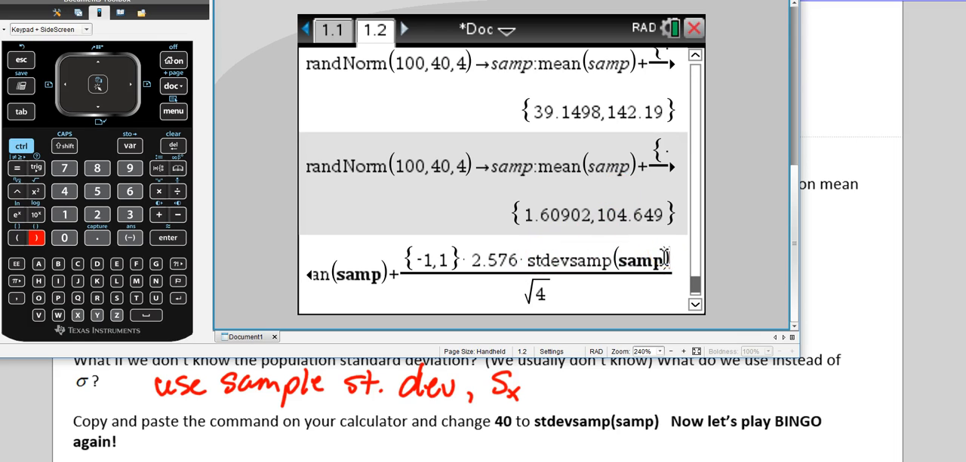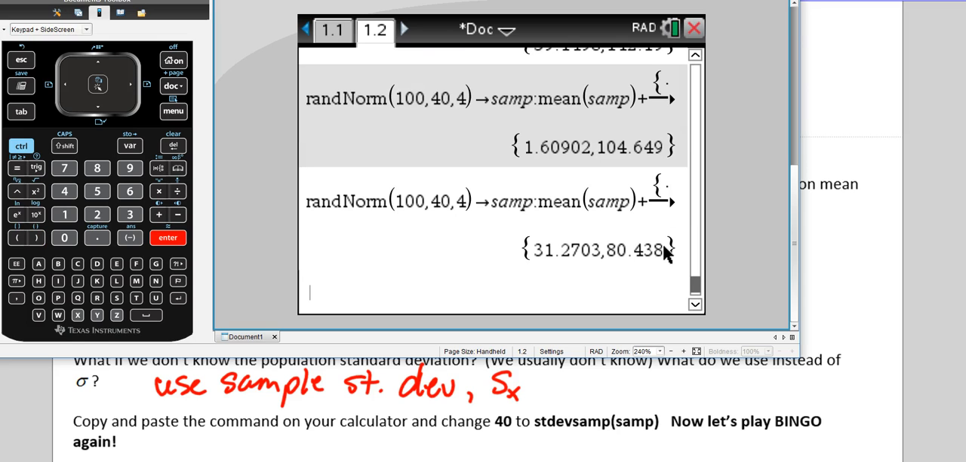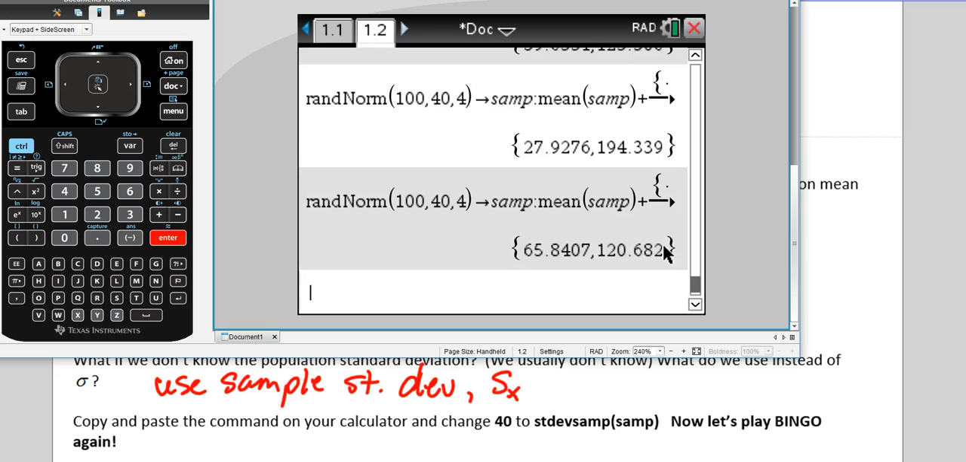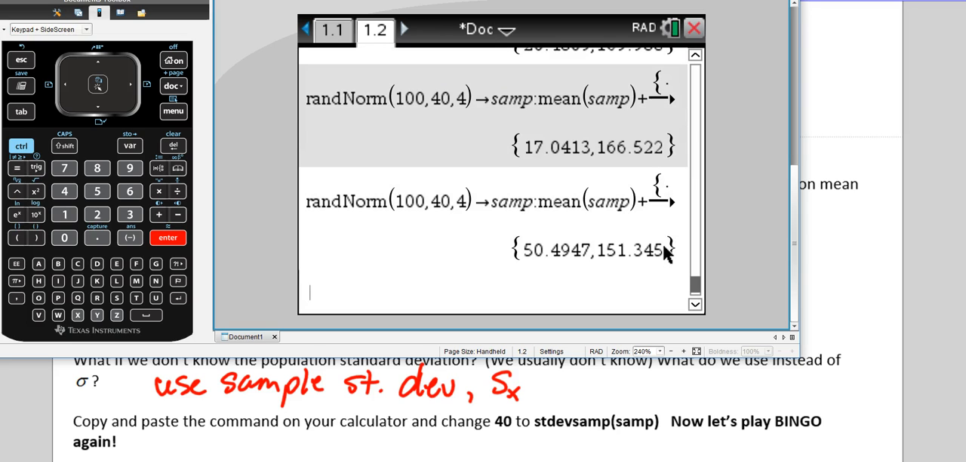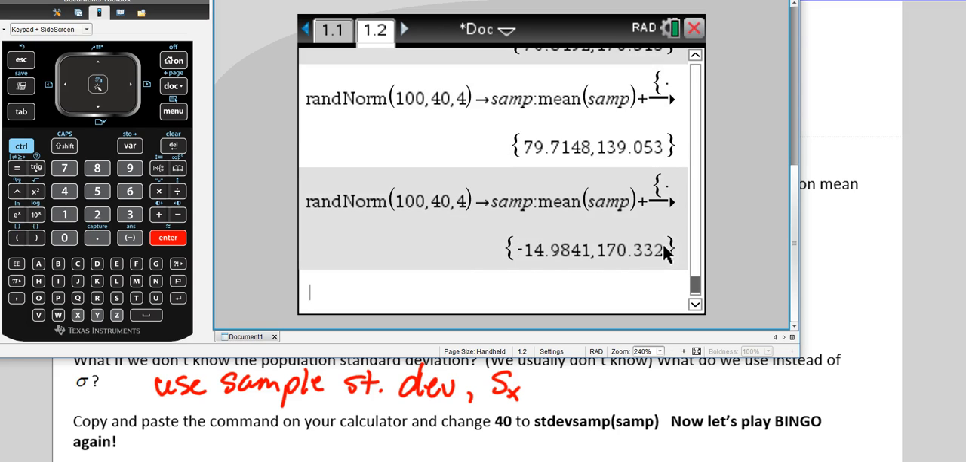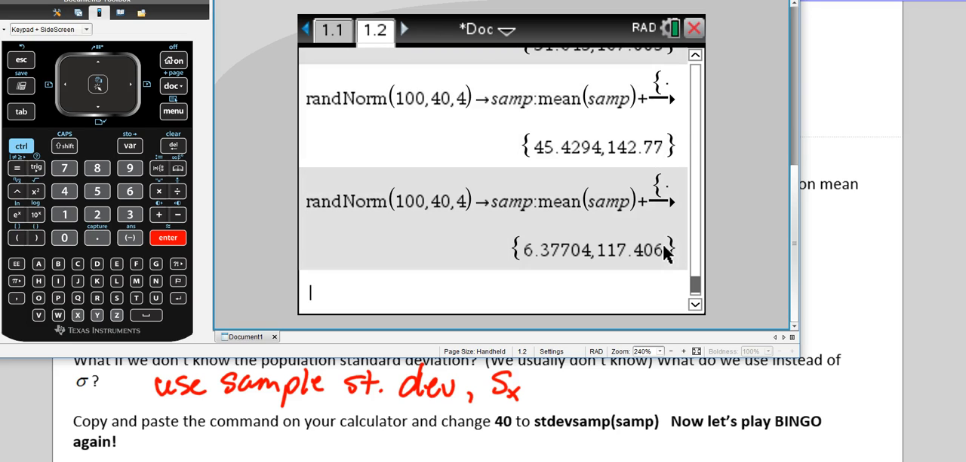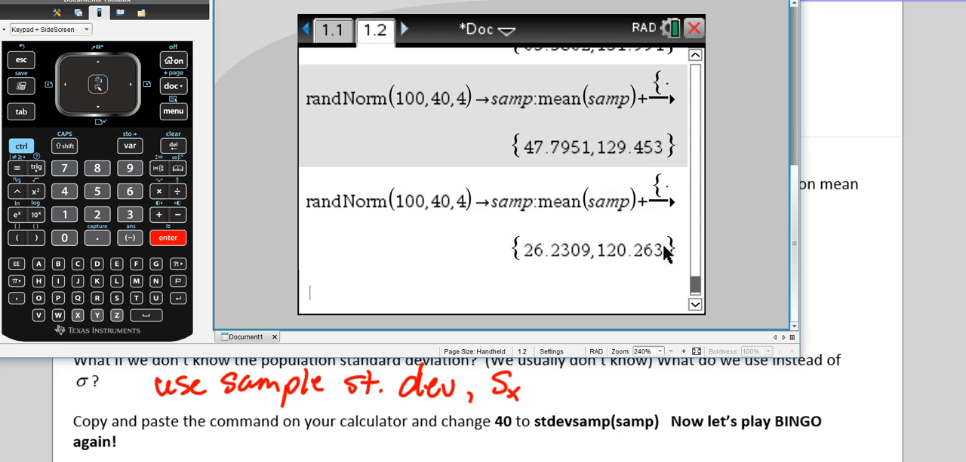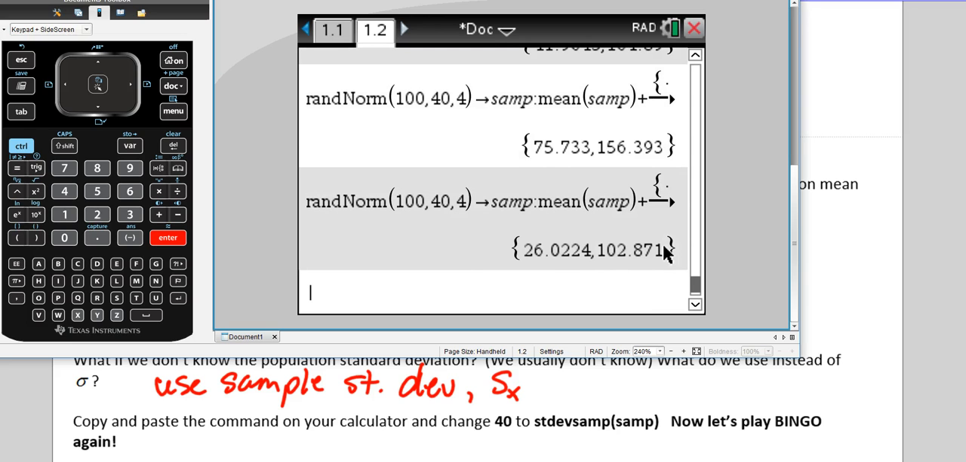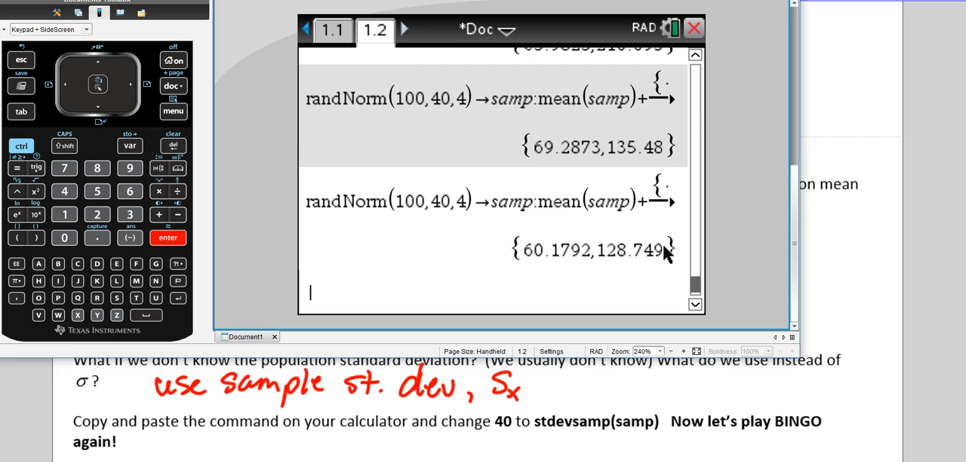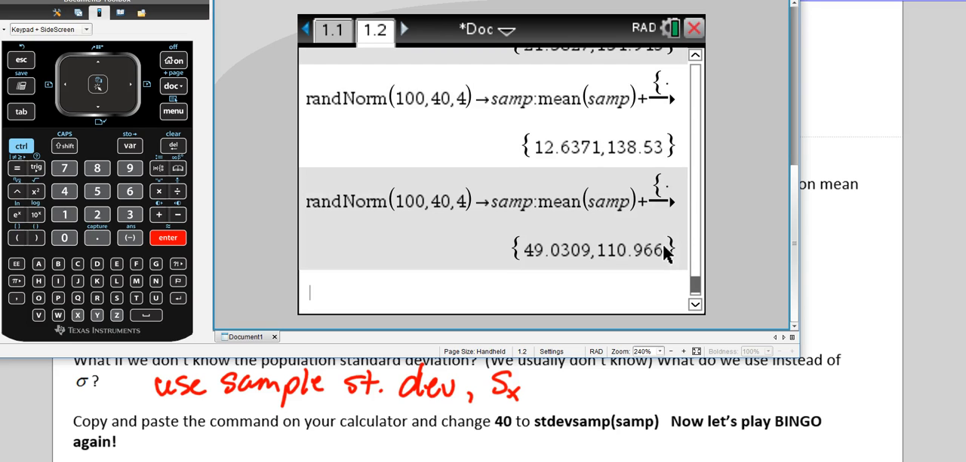And I'm going to play bingo again. Remember, anytime it does not have 100 in it, I'm going to yell bingo. Oh, bingo. Let's see here. Bingo. There's another one. Bingo. See, these ones are fluctuating all over the place.